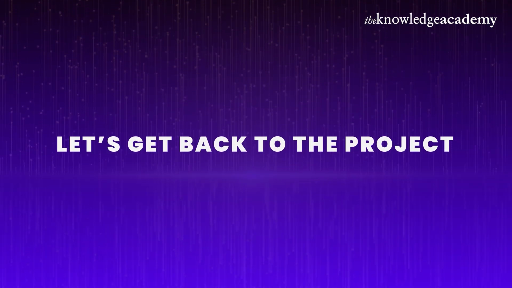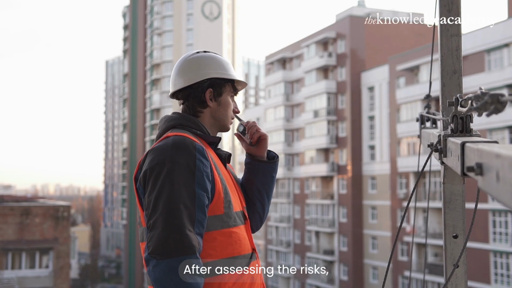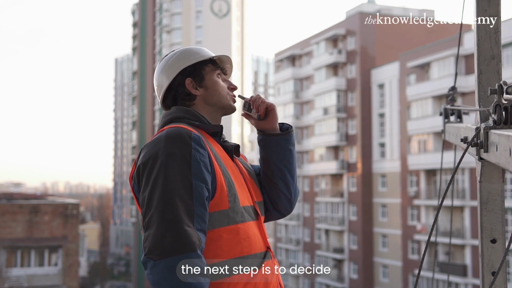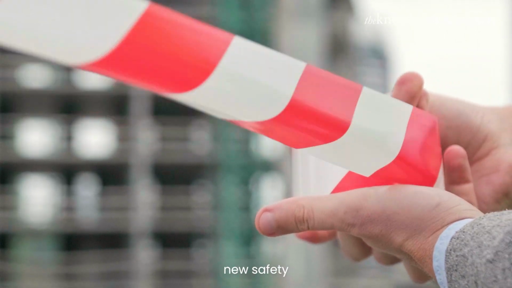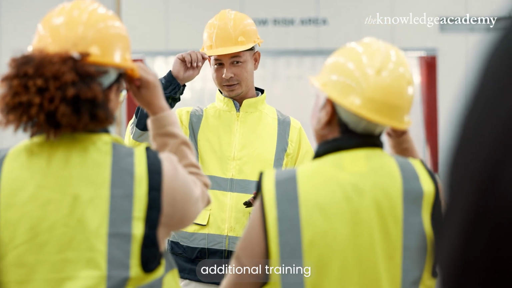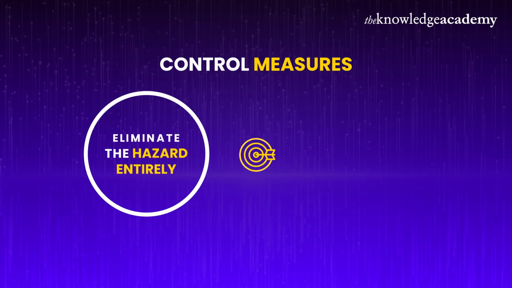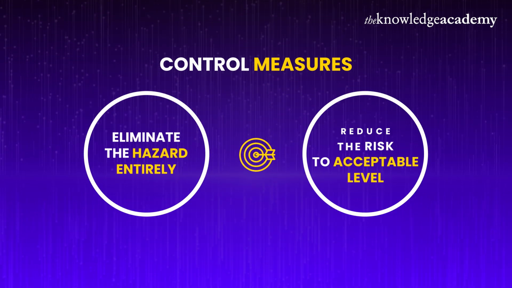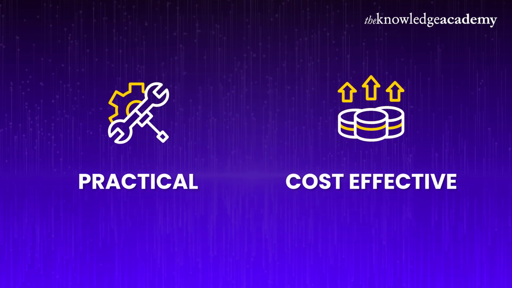Now, let's get back to the project. Step 3. Proposing control measures. After assessing the risks, the next step is to decide how to control them. This could involve introducing new safety procedures, providing additional training, or upgrading equipment. Your control measures should aim to either eliminate the hazard entirely or reduce the risk to an acceptable level. Also make sure your recommendations are practical and cost-effective.